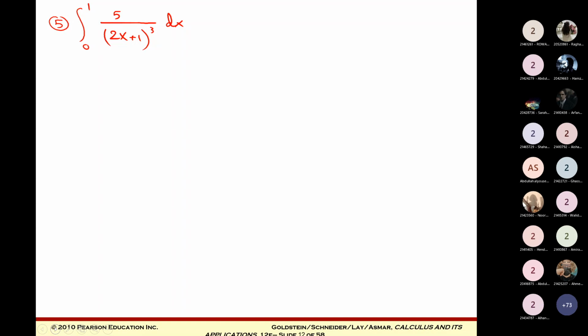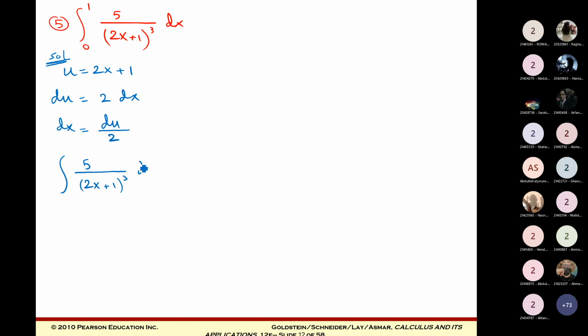Okay, now here the differentiation of 2x plus 1 is constant, so it is very easy to suppose u equals 2x plus 1. Okay, now du equals 2 dx, so the value of dx equals du over 2. Now return to the integral without the bounds of integration, to the power 3 dx.